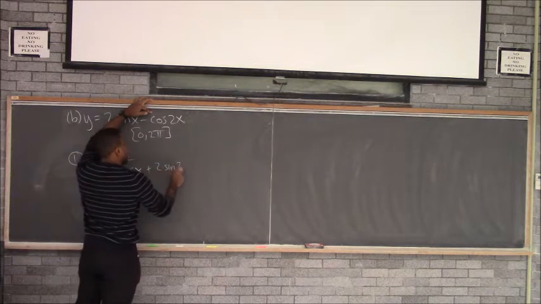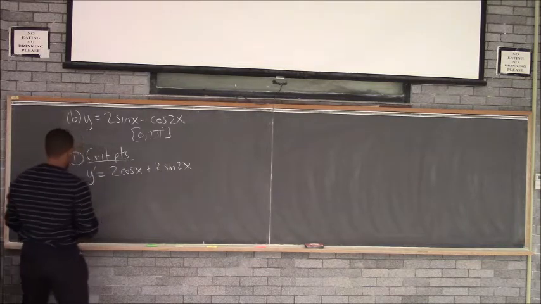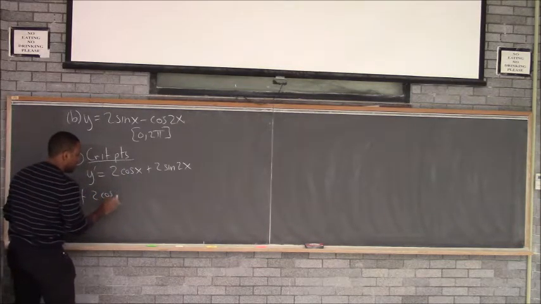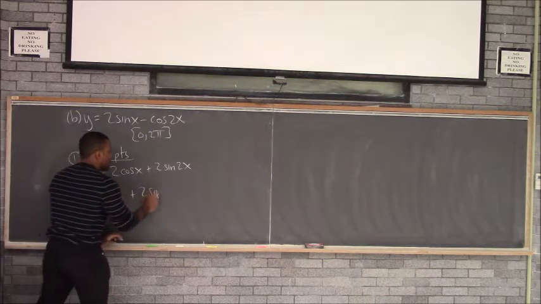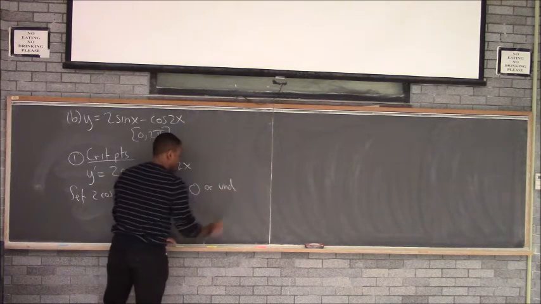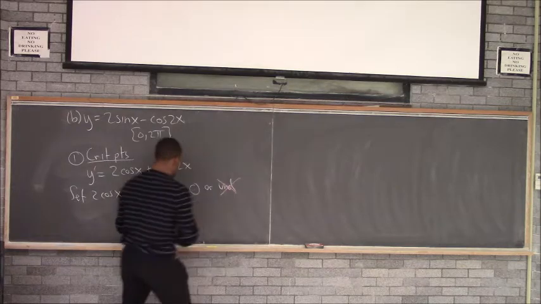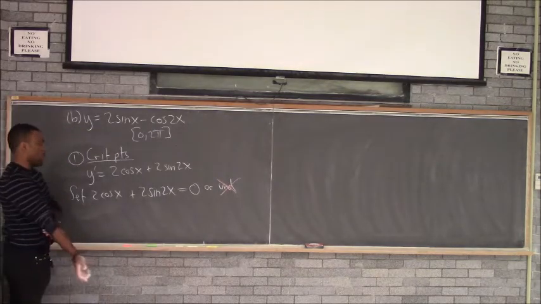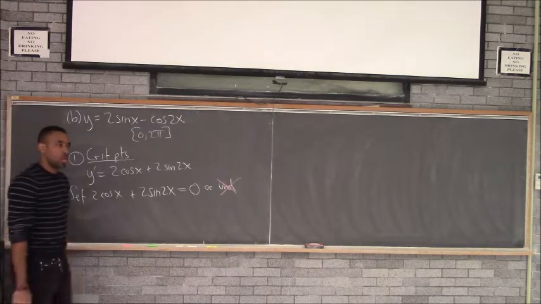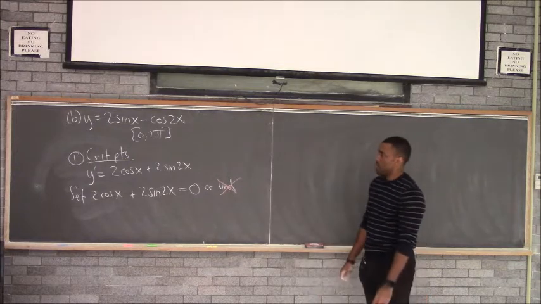Oh, yeah, 2 sine 2x. So now I am going to set 2 cosine x plus 2 sine 2x equal to 0 or undefined. This is a sine and a cosine. It's never undefined. So now my concern is what values of x make this 0? How do I solve? Find the x that makes that 0.